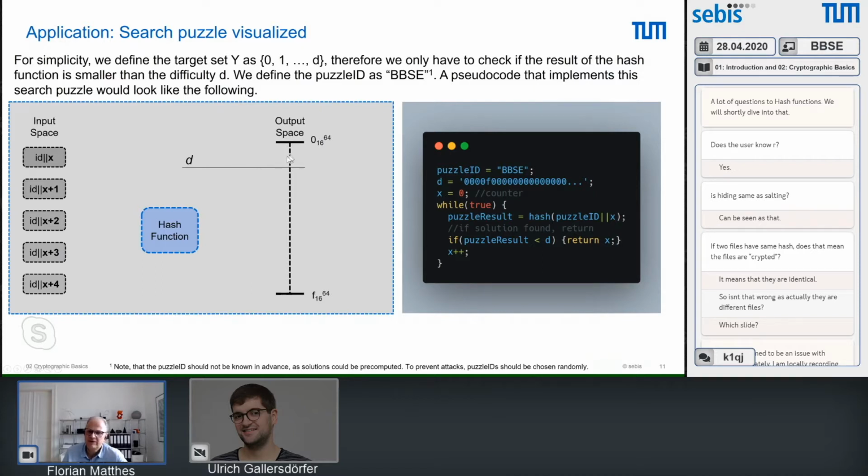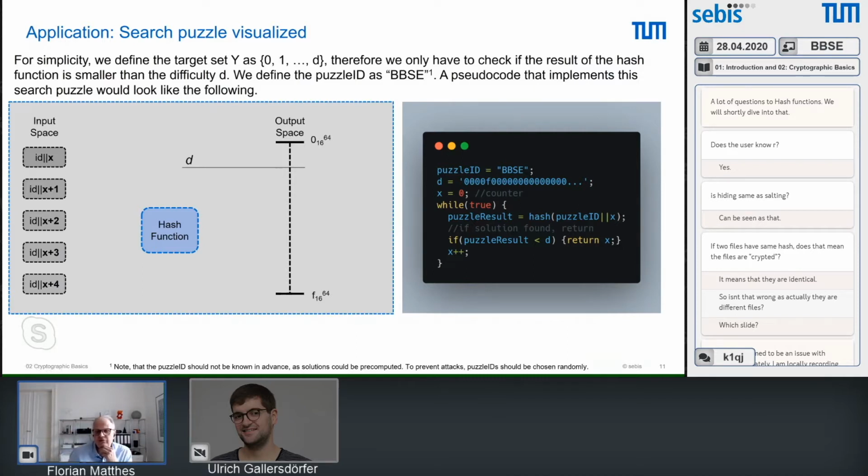You would say the result should start with zeros. And so this is your algorithm to compute the search puzzle. You have a puzzle ID, for example, and a target value that you want to find. Then you try out, starting with x, you compute the hash value of x concatenated with the puzzle ID. You get the puzzle result, and then you look whether the puzzle result is below the threshold of the puzzle limit. If it is, you return x and stop the search, or otherwise you continue the while loop with counting. This is the pseudo code to solve this puzzle.